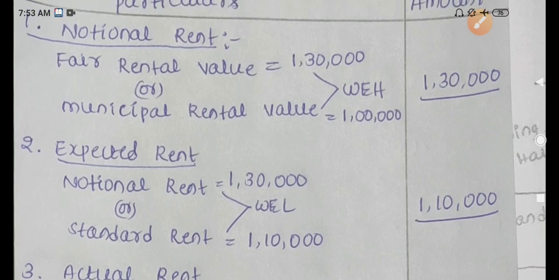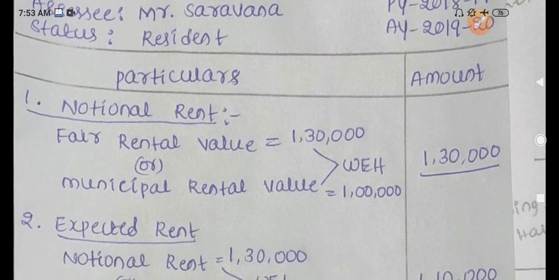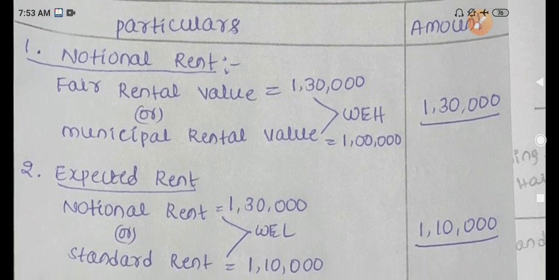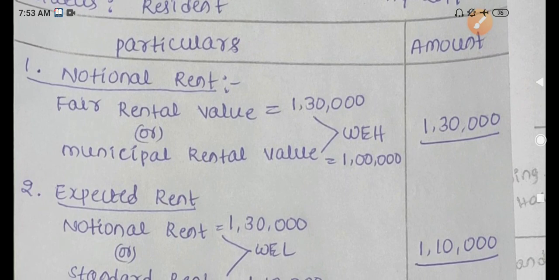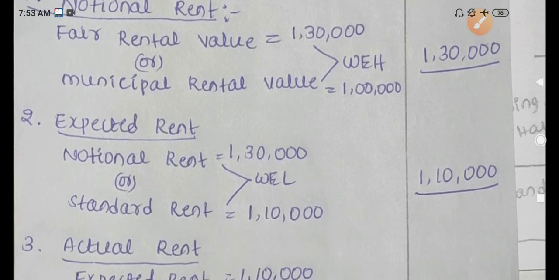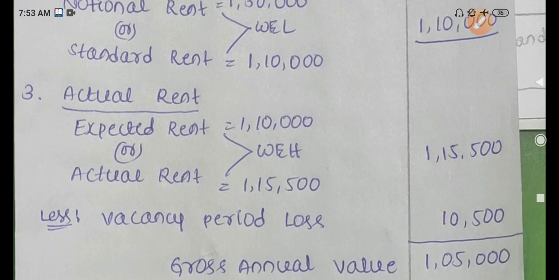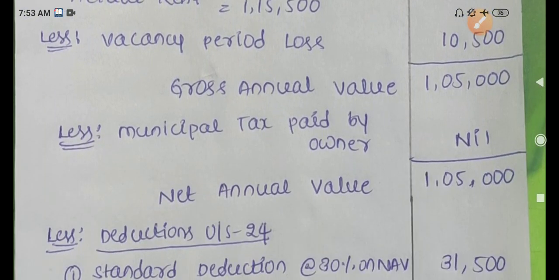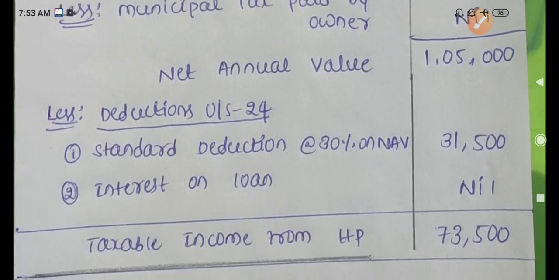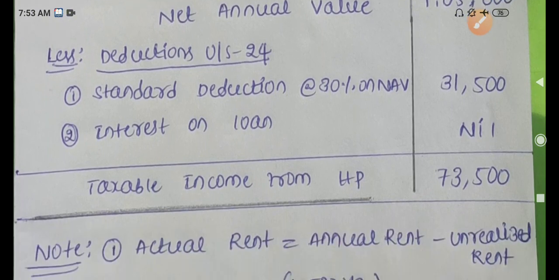Very simple. So these three things should be considered. First you have to calculate GAV, then NAV, then deductions. Three things. So for the calculation of GAV, you have to compare first notional rent, second expected rent, third actual rent. Next, less vacancy period loss, you will get the gross annual value. In that, if you deduct municipal tax paid by the owner, you will get the net annual value. Then deductions under section 24, one is standard deduction, and that is 30%, and second, interest on loan. So if you deduct these two deductions, you will get income from house property.